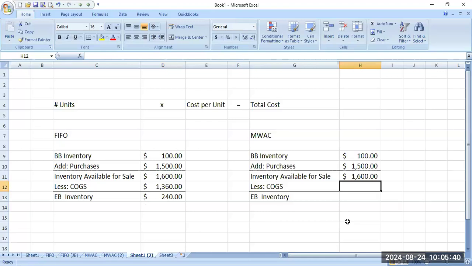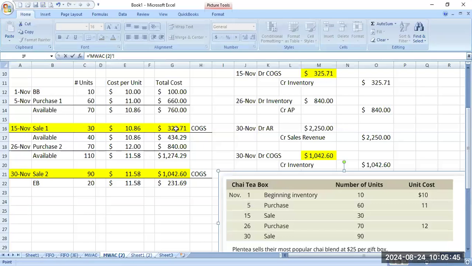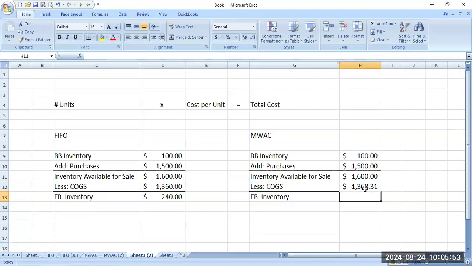In the moving weighted average, our cost of goods sold will be equal to 325.71 plus 1,042.60, or 1,368.31. Our ending inventory will be different, or lesser in this case. And how much lesser? By $8.21, or 231.69 compared to the first in first out.